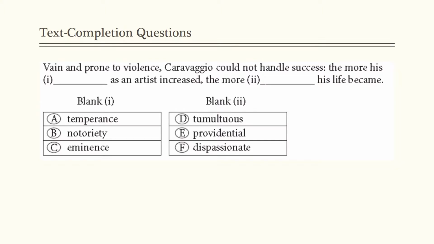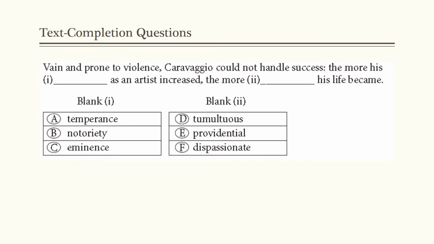And finally, the third type of question that you'll see on verbal reasoning are the text completion questions. Let's take a look at an example and how to approach the question. Vain and prone to violence, Caravaggio could not handle success. The more his blank as an artist increased, the more blank his life became. Now there are three choices for each blank, and there'll be one correct answer. Remember, there is no partial credit for one correct answer to a blank. Both the answers have to be correct in order to get the question correct.